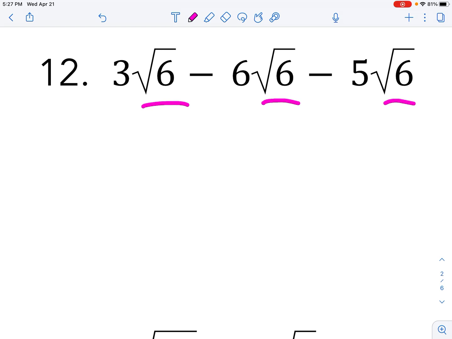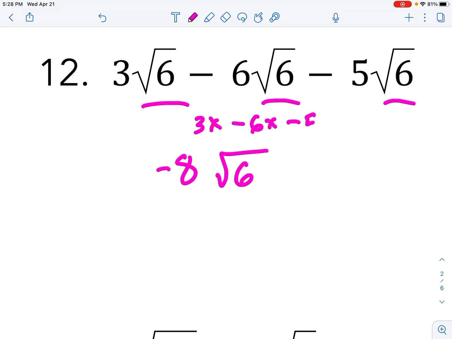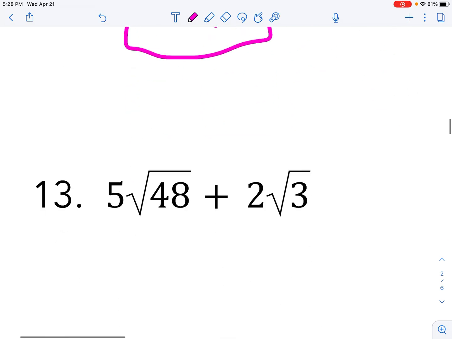So on this one, we're going to do 3 root 6 minus 6 root 6 minus 5 root 6. So really what I have to do here is 3 minus 6 minus 5, and that would give me a negative 8, I believe. And then that root 6 is just going to hang on. This is like if I were to ask you the question, what's 3x minus 6x minus 5x? You would tell me it's negative 8x, which is kind of a similar situation for what we've got going on right here.